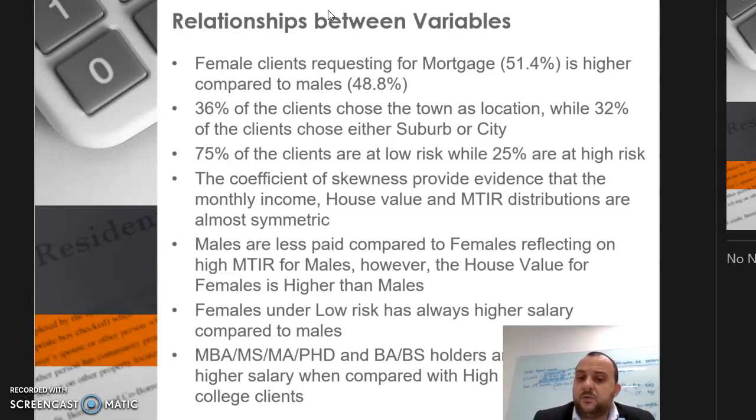Males are less paid compared to females, reflecting a higher MTIR for males. However, the house value for females is higher than for males. Females under low risk always have a higher salary compared to males. Also, clients with an MBA, MS, PhD, and including bachelor's degree holders have a higher salary compared with high school or other college clients.